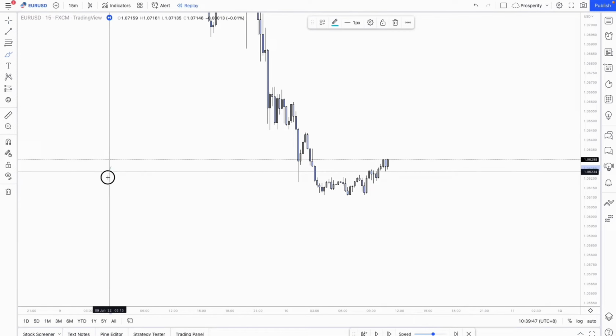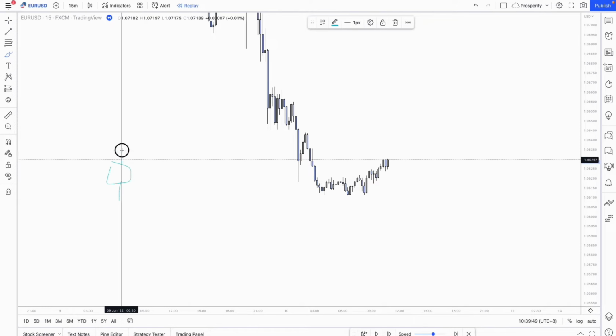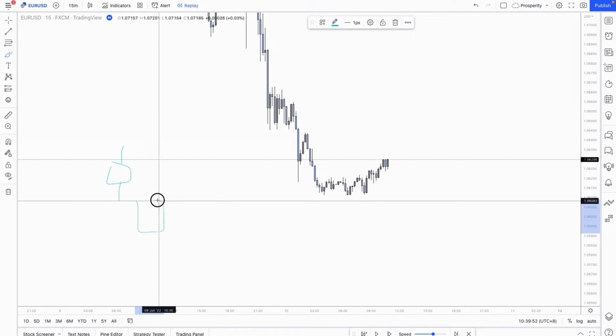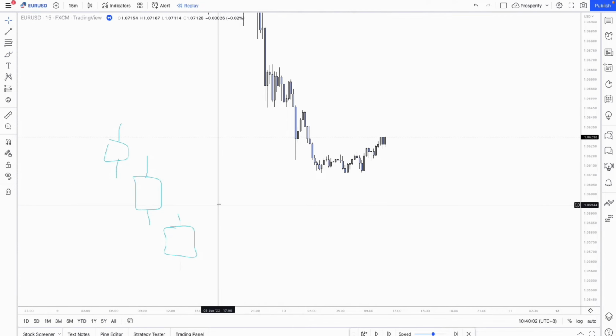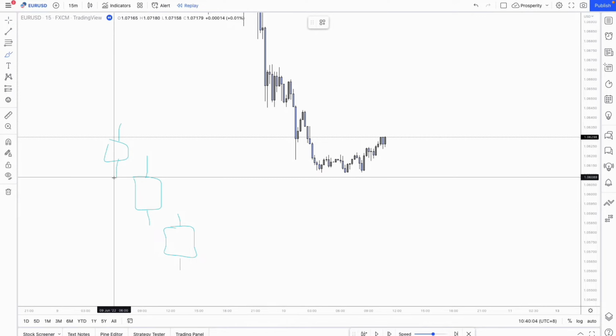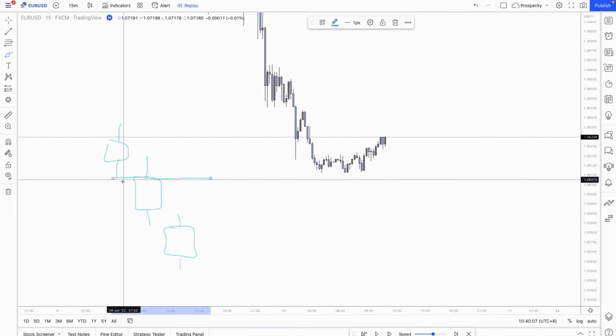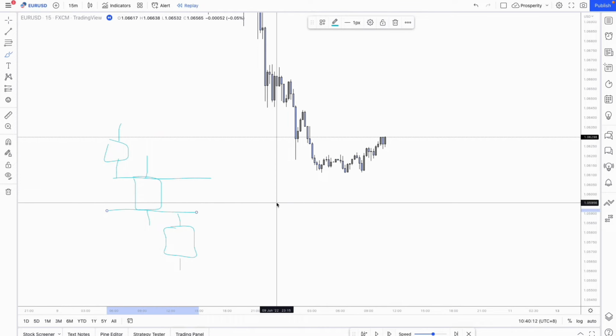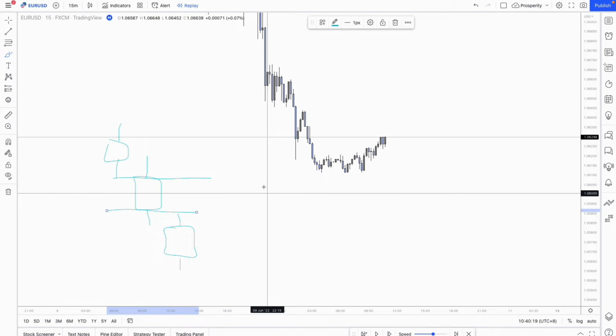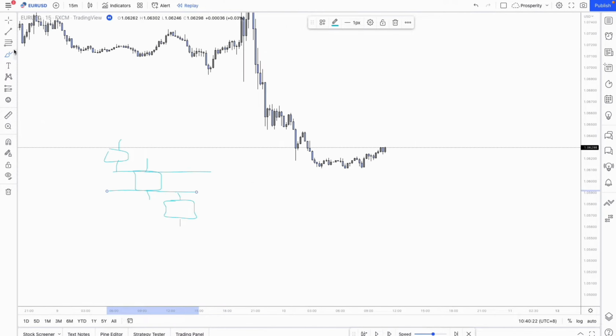So, imbalance. Essentially, if you take any three candles, candle one, candle two, and candle three, if price is going down and the bottom wick of candle one doesn't meet the top wick of candle three, that is called imbalance. That is inefficient price action. Price hasn't yet returned to that level, which just means it's inefficient. Price will always return back. That is the rule of imbalance.